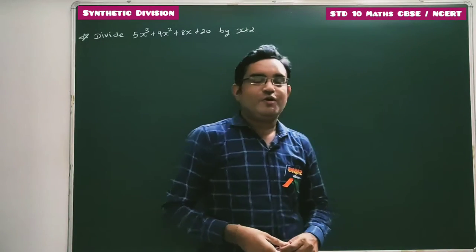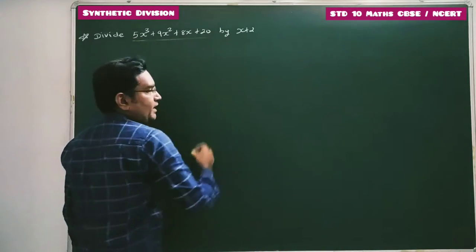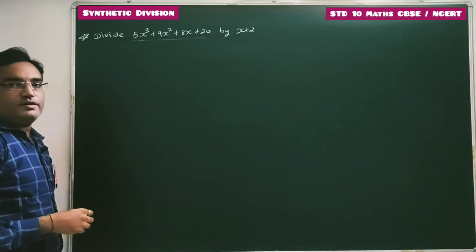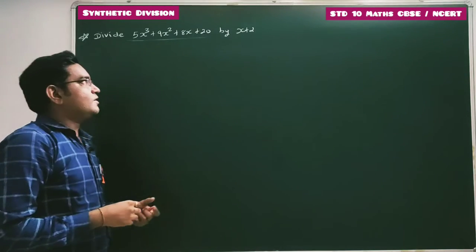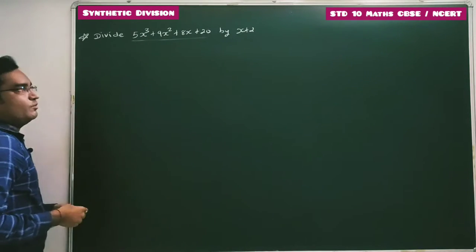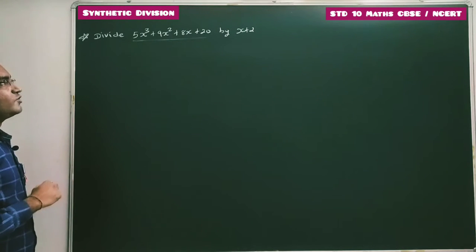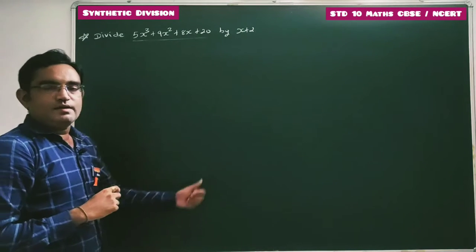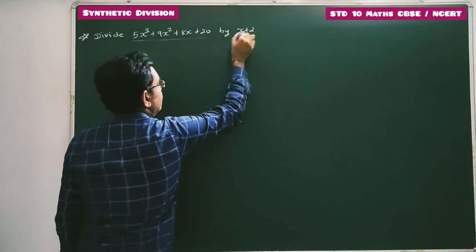Now in this video we are going to discuss division of polynomials by synthetic division. We know the division of polynomials by the long division process. Now we have to discuss the shortcut method to perform the division of two polynomials. So here the question is: divide 5x cube plus 9x square plus 8x plus 20 by x plus 2.